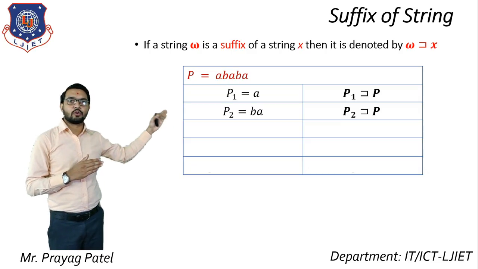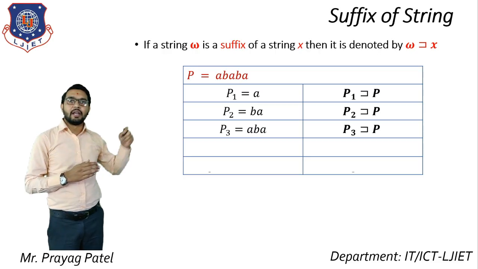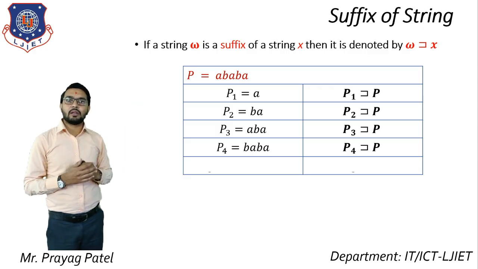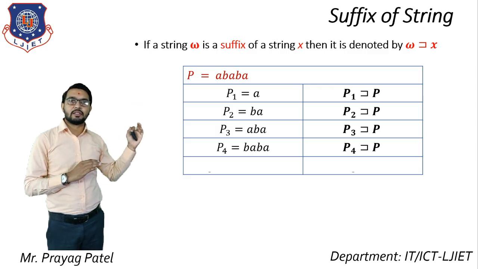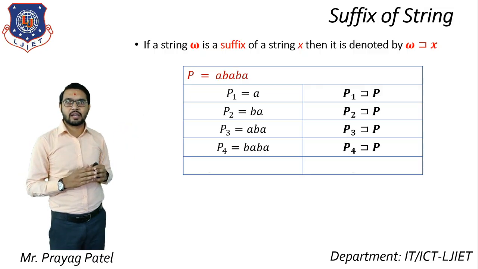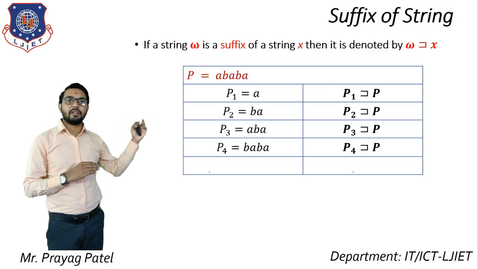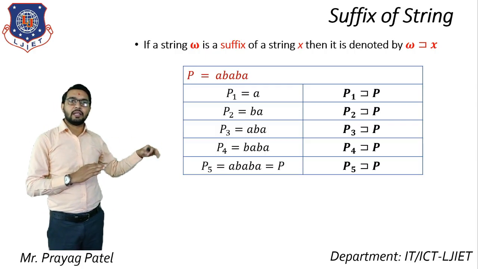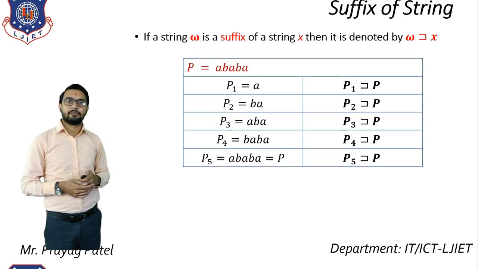Then BA, the last two elements, is considered a suffix. Next, consider the last three elements, meaning ABA, as a suffix. Next, the last four elements, meaning BABA, are considered a suffix. So here P1, P2, P3, P4 are all considered suffixes: P1 is a suffix of P, P2 is a suffix of P, P3 is a suffix of P, and P4 is a suffix of P. Now consider the whole string as P, and P is a suffix of P.